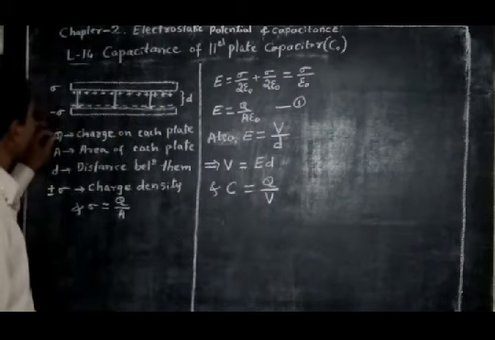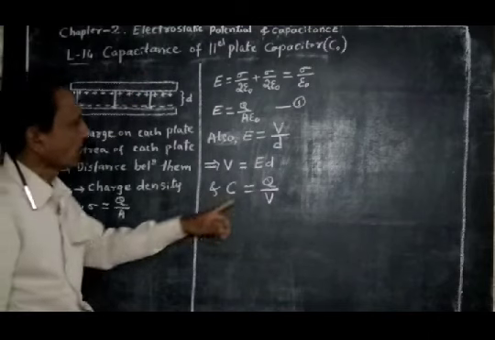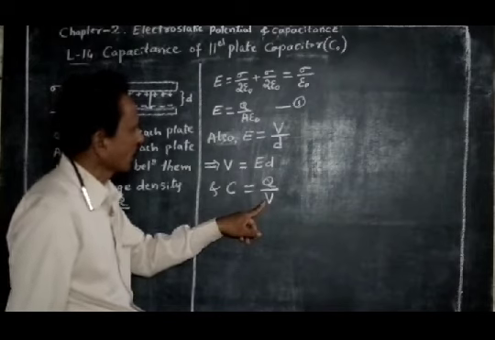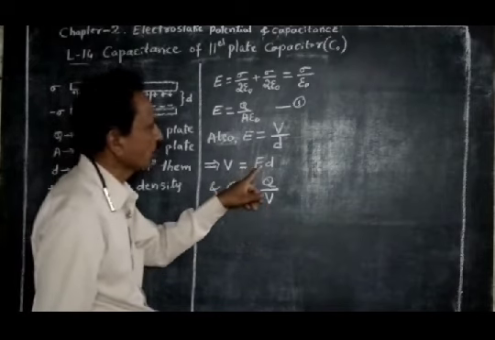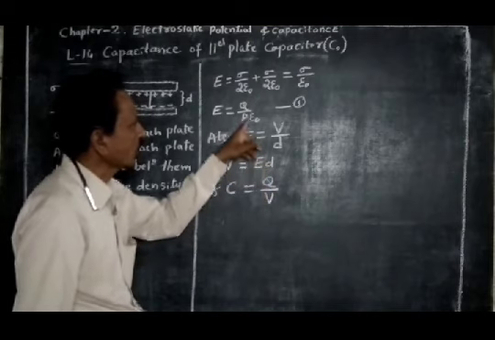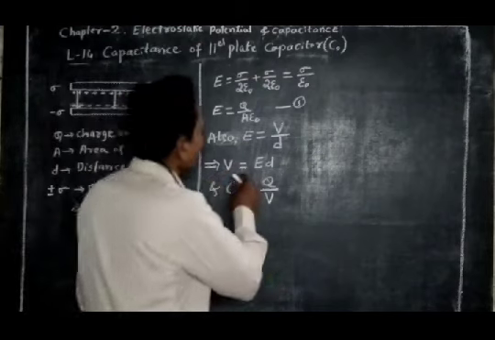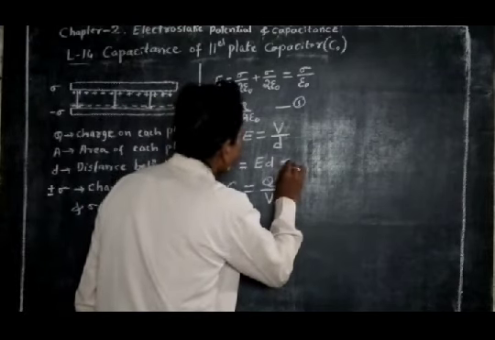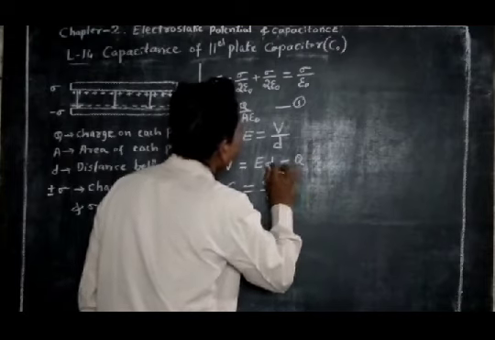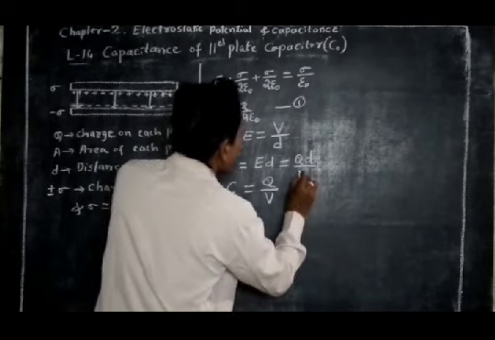Here Q is the charge on each plate of the capacitor and phi is the potential difference, and phi equal to E into d. And also we know that E equal to Q upon A epsilon naught. Therefore, potential difference phi equal to Q into d upon A epsilon naught.